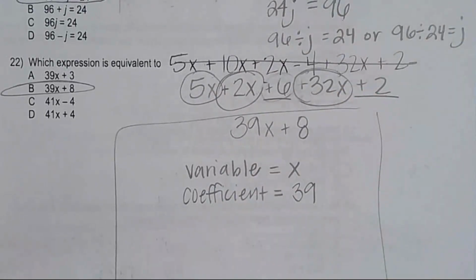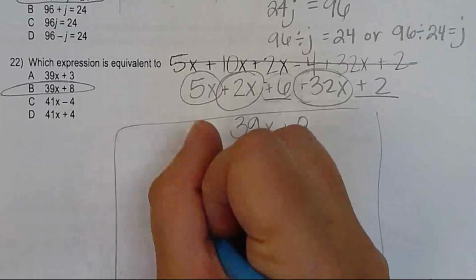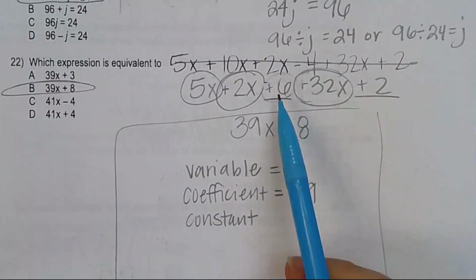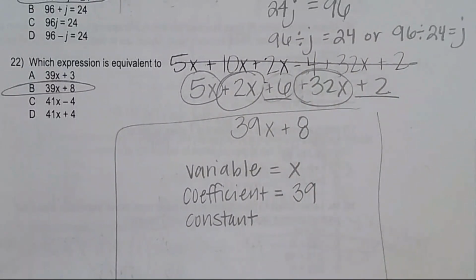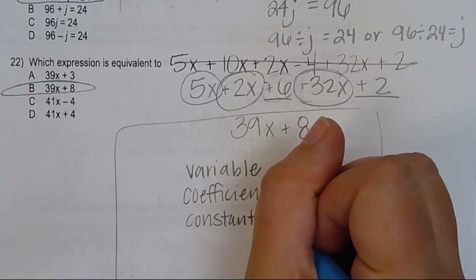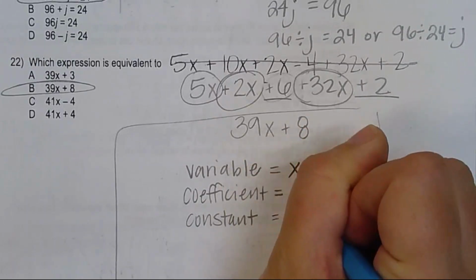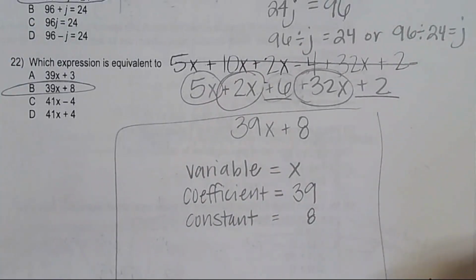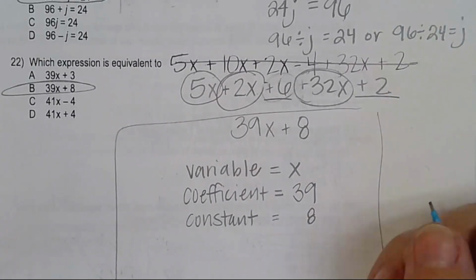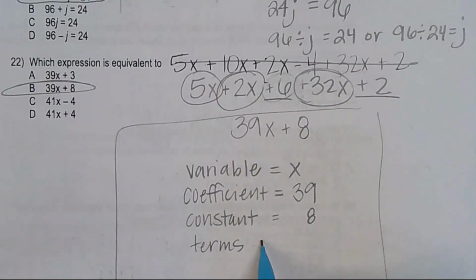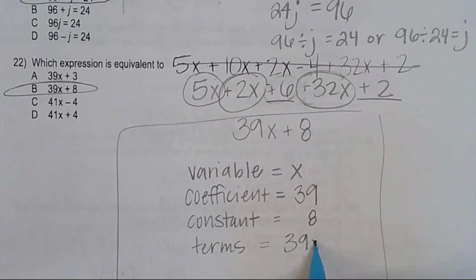39. And then, what's my constant number? 6 and 2. From before, it would be 6 and 2, but now what is it? 8. Terms. Who are we having to say stop? Hocus pocus. And then our terms would be 39x and 8. How many is that? 2.